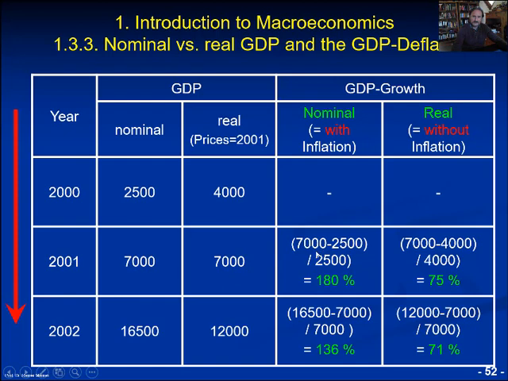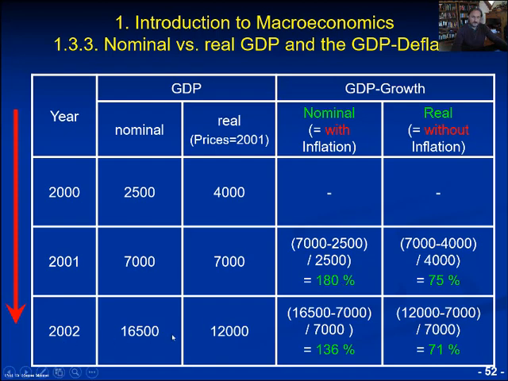So we take the value of nominal GDP in the year 2001, which is 7,000 euro, minus the value of nominal GDP 1 year before, 2,500 euro. Then we divide this absolute difference by the value of GDP 1 year before 2001, so this value, 2,500 in other words. This results in an extremely large 1 year growth rate, 180%. This is due to the fact that we had a strong increase of production quantities from the year 2000 to the year 2001 and a strong increase of prices. This results in this very huge growth rate.